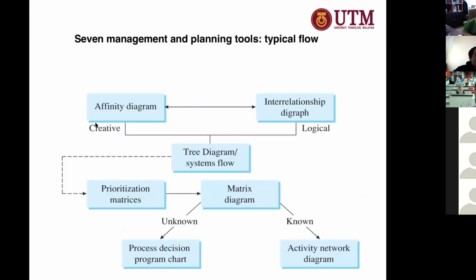For the affinity diagram, we can link it with the interrelationship diagram, because from the affinity diagram, actually, we can see the relationship of the issues, sub-issues, as well as the ideas to solve the sub-issues. So we want to see the relationship. And by combining these two, we can have the tree diagram. And the tree diagram can help us with the decision. So we can extend to the prioritization matrix or the matrix diagram.